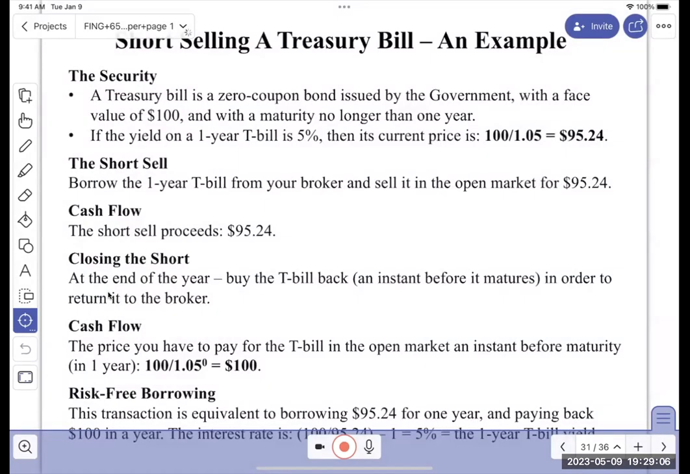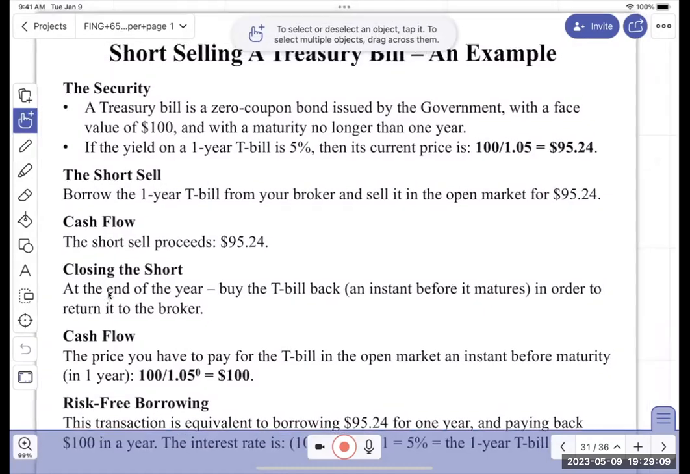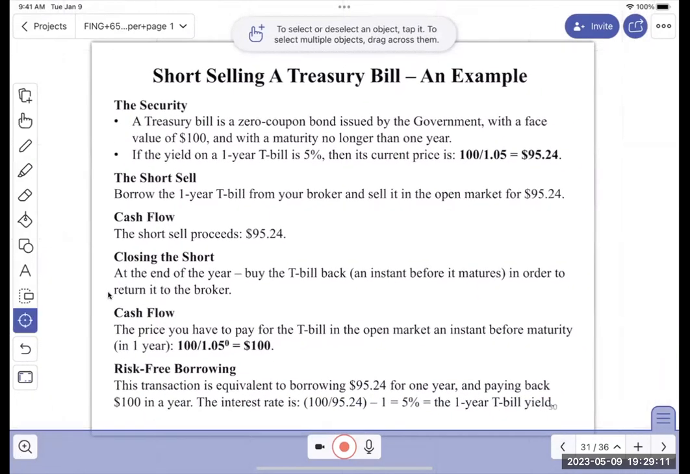Okay, let's put some numbers on that. Let's do this with treasury bills. So a T-bill is a zero coupon bond issued by the government with a face value of $100 and with a maturity no longer than 1 year. If the yield on a 1-year T-bill is 5%, then its current price is $95.24. You know this because there are zero coupons. It's just a pure discount bond.